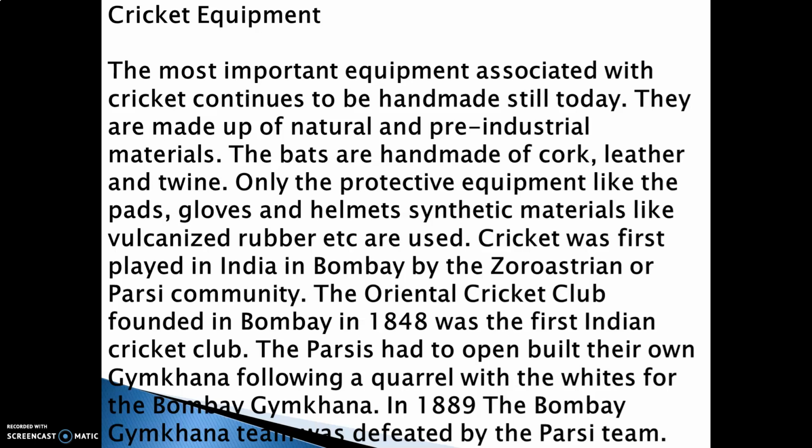Cricket equipment. The most important equipment associated with cricket continues to be handmade even today. They are made up of natural or pre-industrial materials. The bats are handmade of cork, leather, and twine. Only in protective equipment like pads, gloves, and helmets are synthetic materials like vulcanized rubber used.